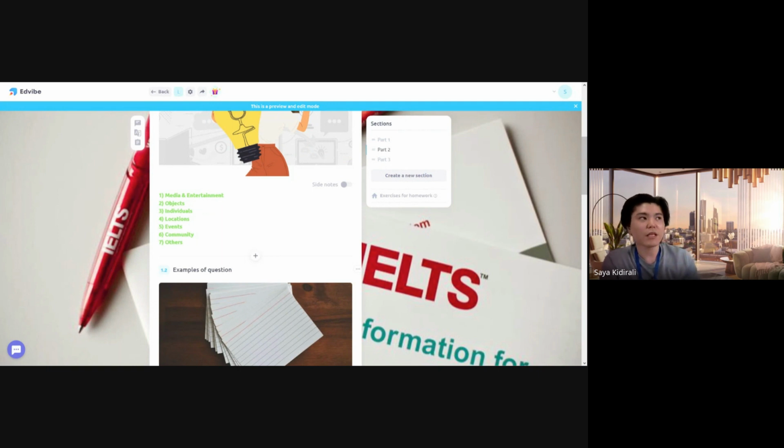Community: most of the time these topics are about your opinion on some kind of point of view. Like, there is a point of view that computers are useless. Do you agree with it? Like in writing, pretty similar. And others is basically topics that are really hard to group, which means the rest.